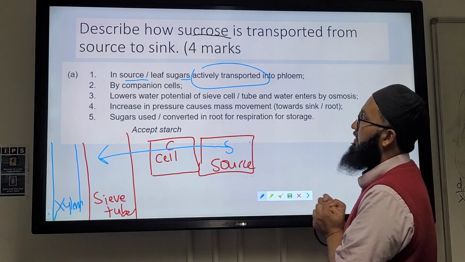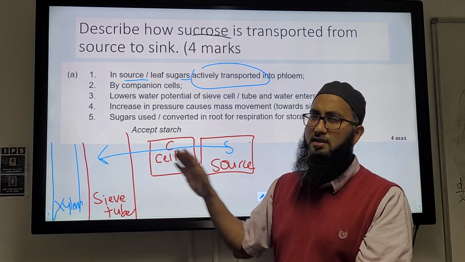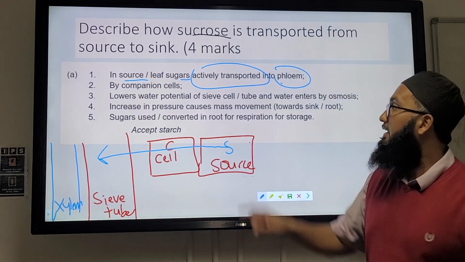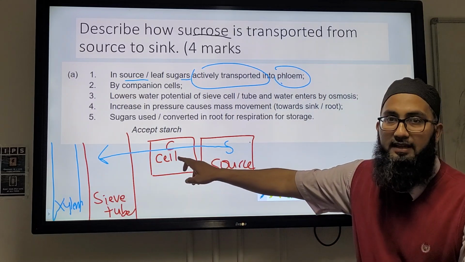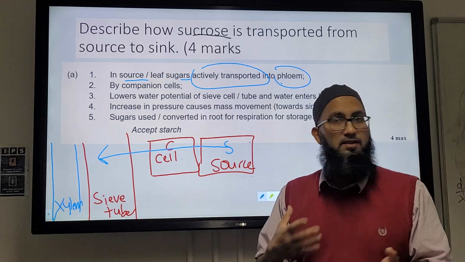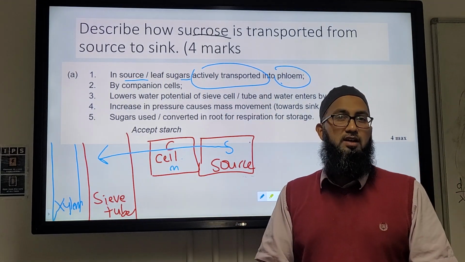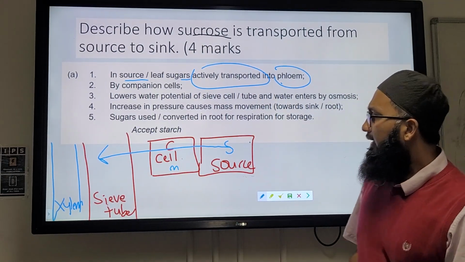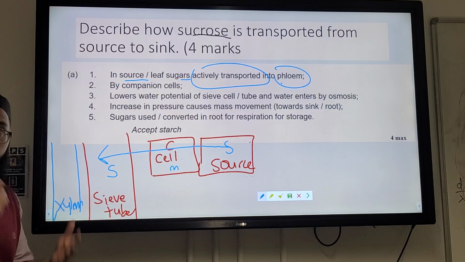So sucrose is transported from the source to the sieve tube or phloem. Either word is fine. The key thing is active transport. That's the first thing. Now, the companion cell is there. If you don't have a companion cell, you cannot have active transport. Remember, these cells are filled with mitochondria to allow the active transport to occur. Now over here in the sieve tube, we have lots and lots of sucrose.